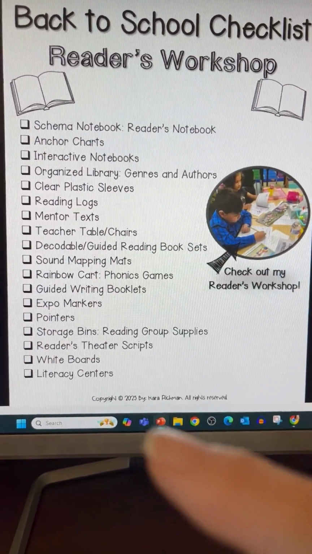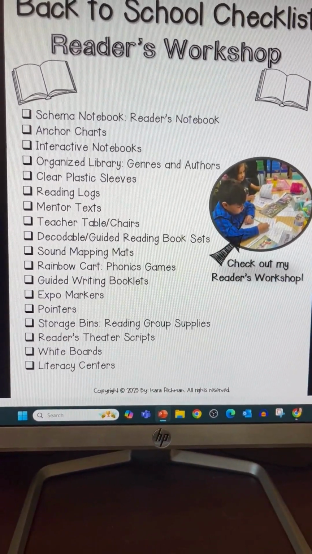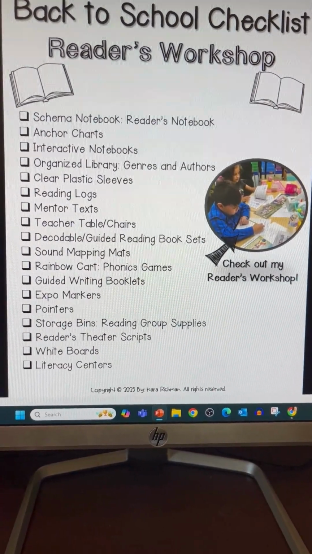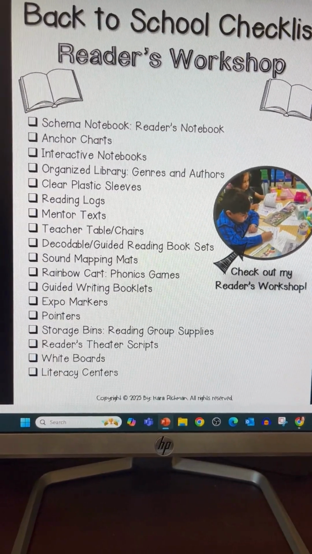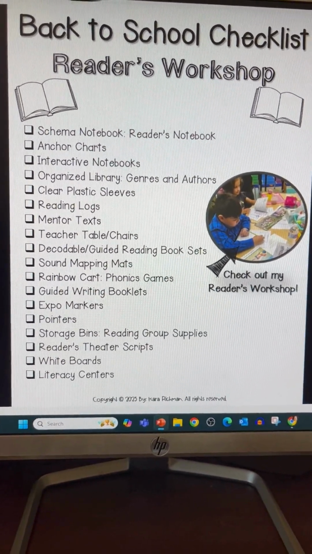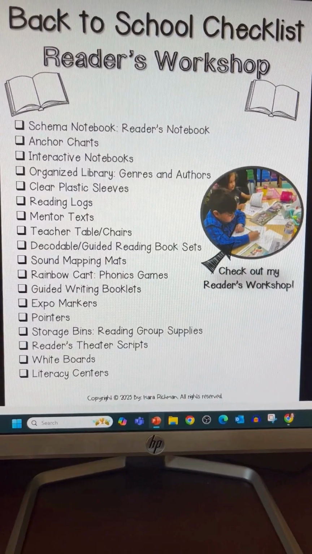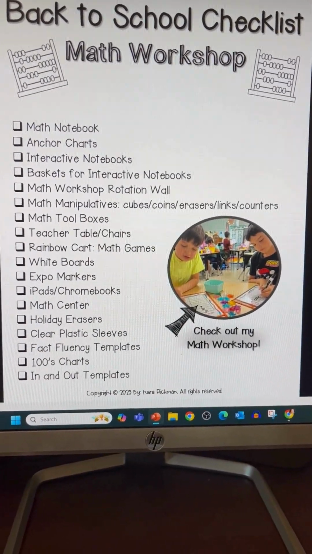So the checklist has all the materials and supplies for reader's workshop, plus my teacher table, plus my small group reading area, and what I use for my phonics, my decodable readers, and guided reading, small reading groups. The third checklist is my math workshop.